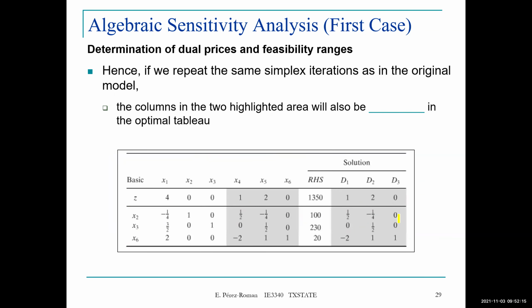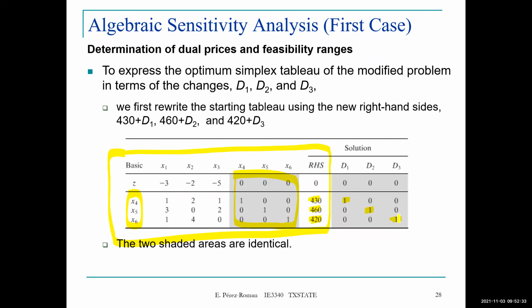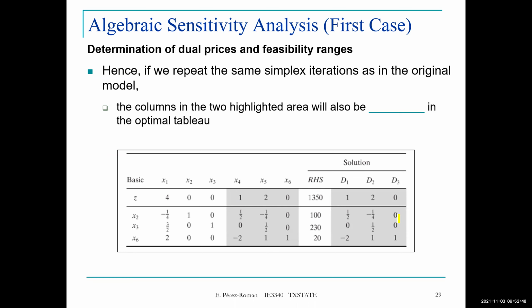Hence, if we repeat the same simplex iterations as in the original model, the columns in the two highlighted areas will also be identical in the optimal tableau, because they have the same coefficients at the beginning. If you perform the same operations to find the optimal solution for this problem, since they have the same coefficients at the beginning, at the end they should be the same. And that's what we are observing here. This is the optimal tableau. The right-hand side is telling us that this is the optimal solution.